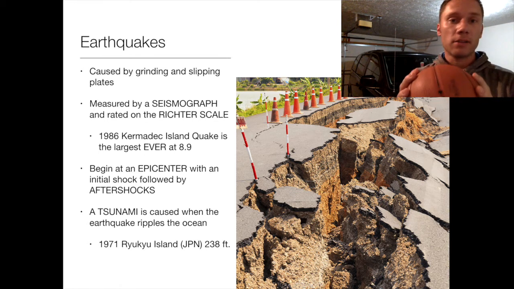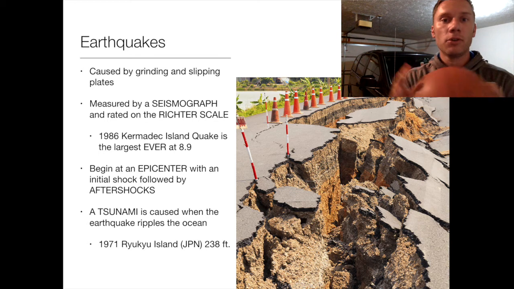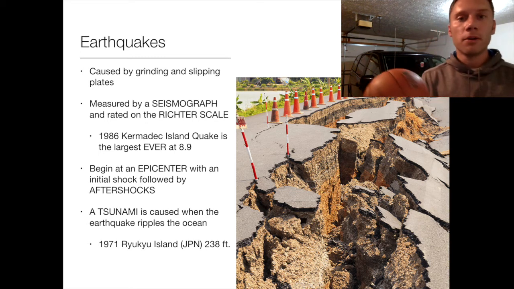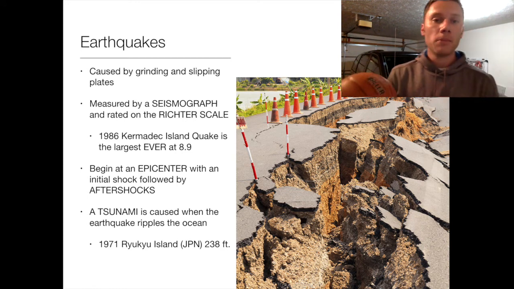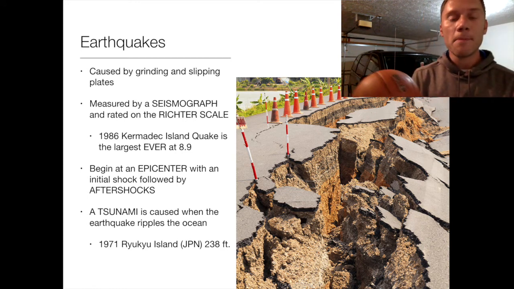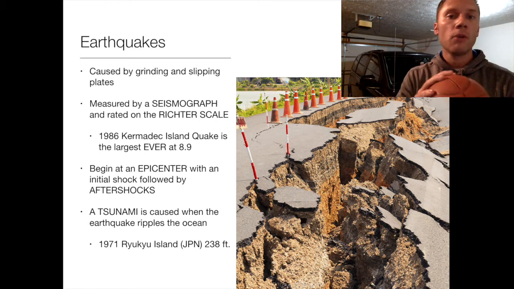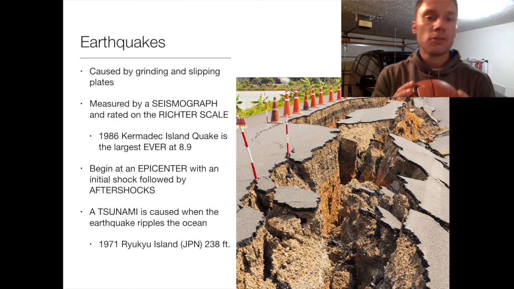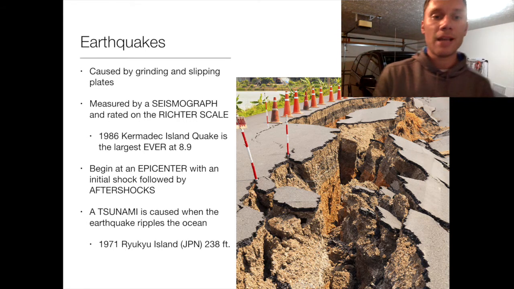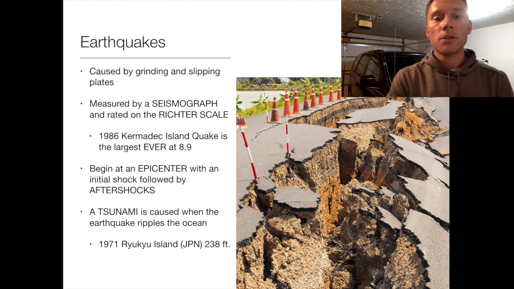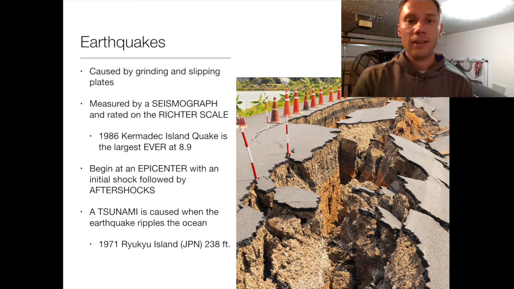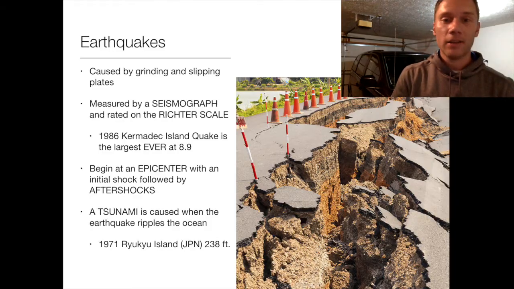We can have aftershocks that happen after the initial earthquake happens. Now, if we have an earthquake that happens underwater, specifically out in the ocean, then there's a possibility we could have a tsunami. And a tsunami is a massive wave that is caused by some sort of disturbance under the ocean regarding the tectonic plates. The largest one of these tsunamis that we have ever recorded was in 1971, where there was a tsunami just off the coast of Japan that measured 238 feet. That is not a wave that I want to ride.